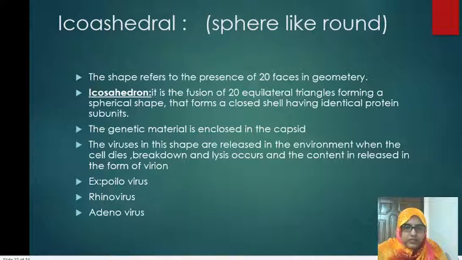The viruses in this shape are released in the environment when the cell dies, when breakdown and lysis occurs. The content, meaning the DNA or RNA, is released in the form of a virion, a mature virus. For example, in icosahedral shape morphology, the type of virus is a virion, which is a completely mature disease causing virus.